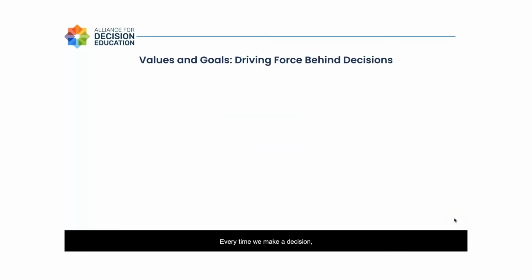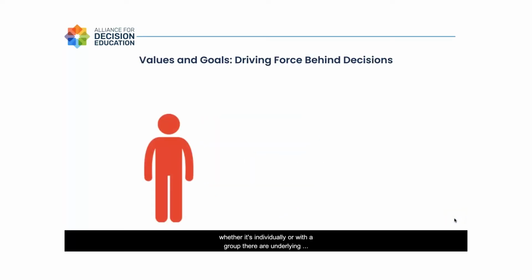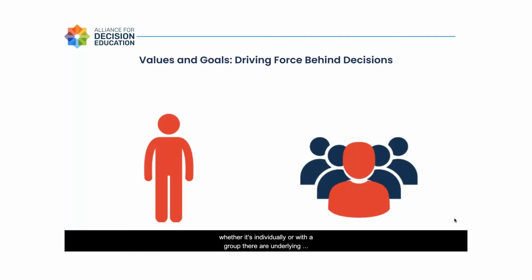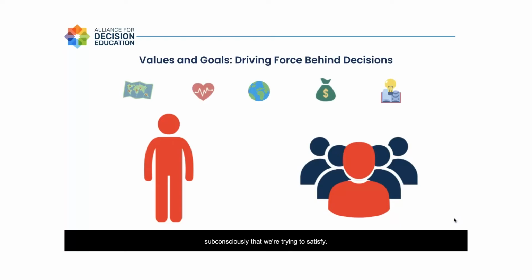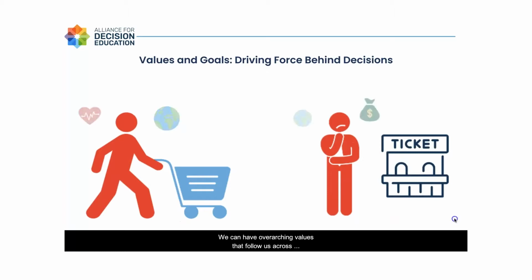Every time we make a decision, whether it's individually or with a group, there are underlying things that we care about, either consciously or subconsciously, that we're trying to satisfy. These are our values and our goals. We can have overarching values that follow us across multiple decisions, and we can have smaller values and goals that may relate only to the decision at hand. When decision makers act rationally, they make choices that are consistent with the things they care about, whether big or small.